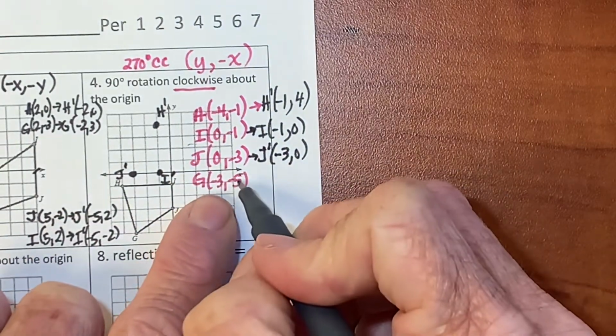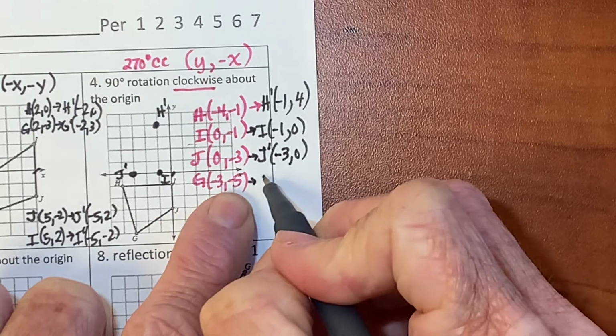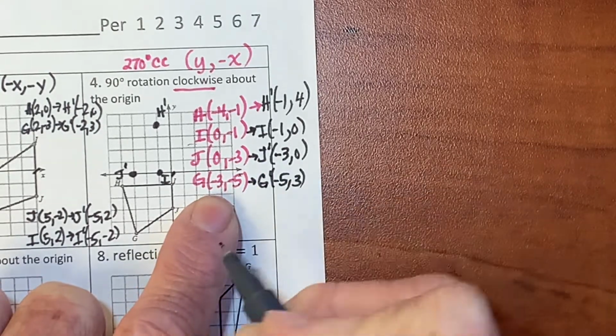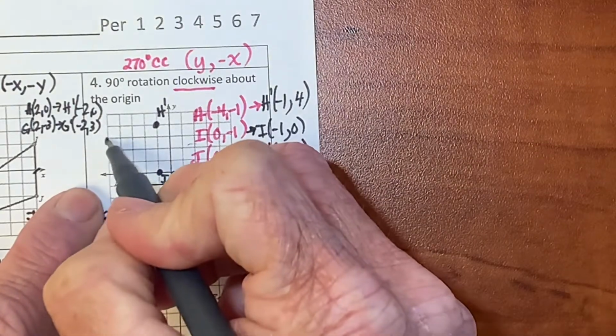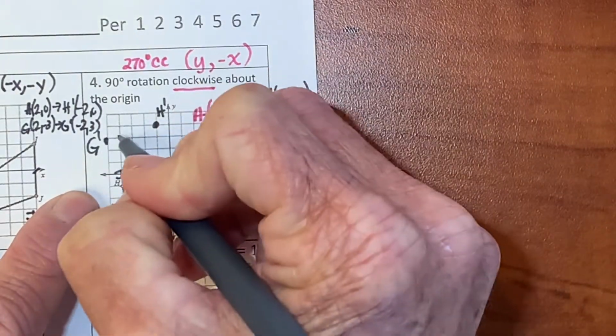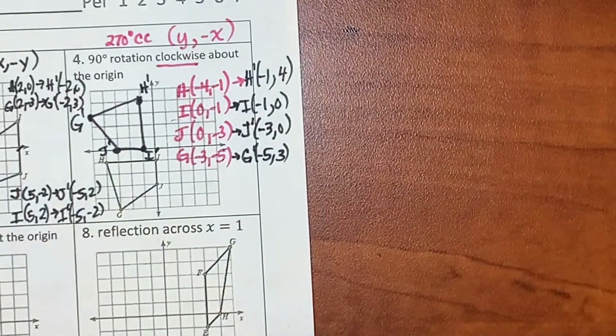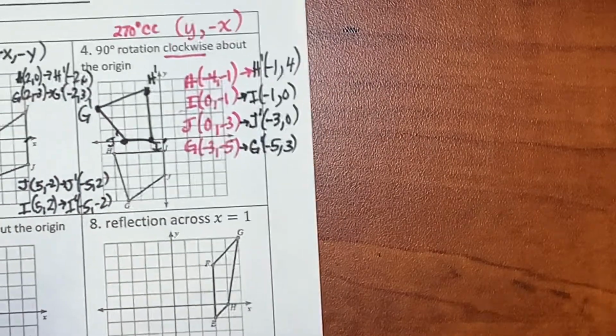And then for G prime, Y comes to the front. That will remain -5, but X switches when it goes back. So -5, 3 for G prime. And it's rigid. It has the same shape and size.